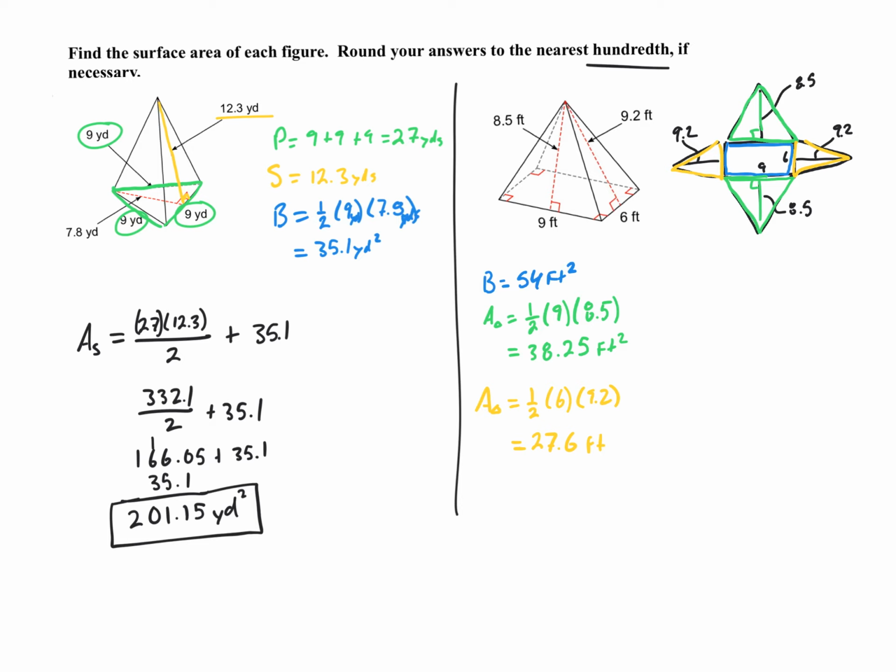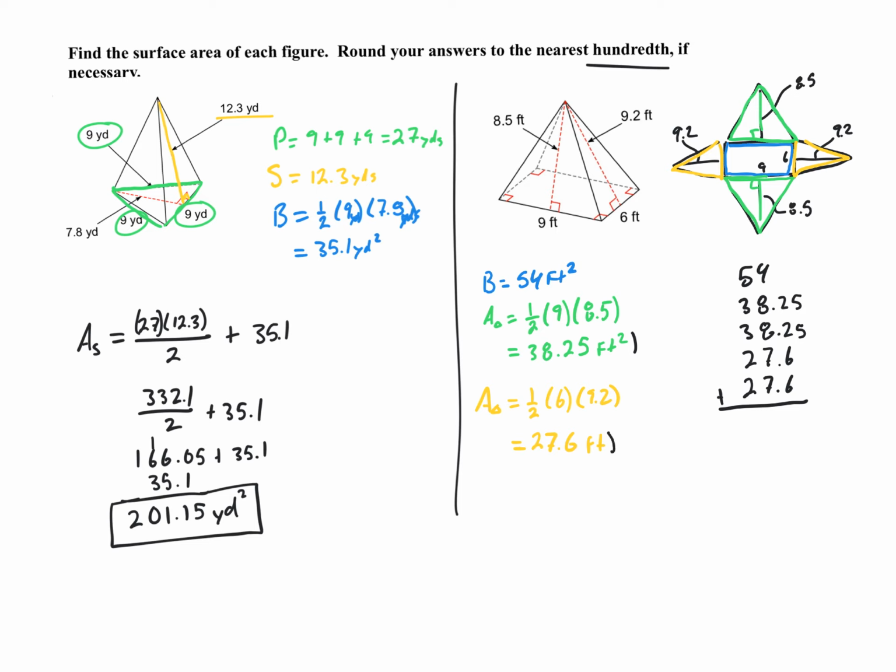Again, feet squared. Now notice we have 2 of those yellow triangles and 2 of those greens. So if we were to add this all up, I want that 54. I'm going to need that 38.25. I'm going to need 2 of those because I have 2 of those green ones, right? And then I need the 27.6 and another 27.6 because again I have 2 of those yellow triangles.